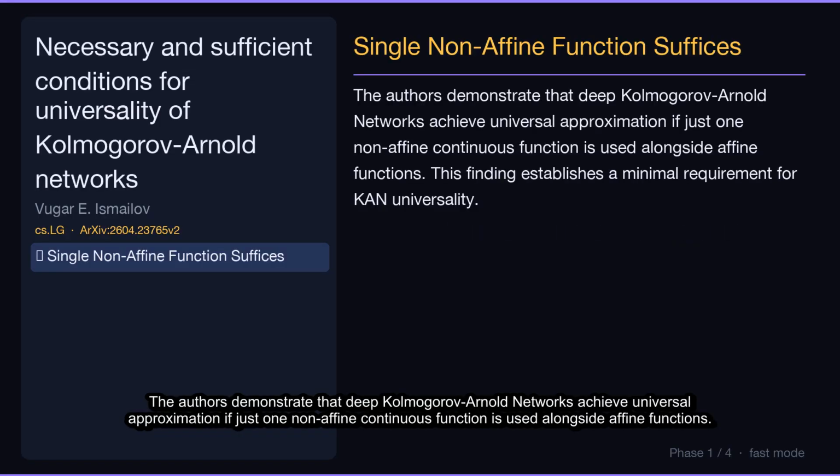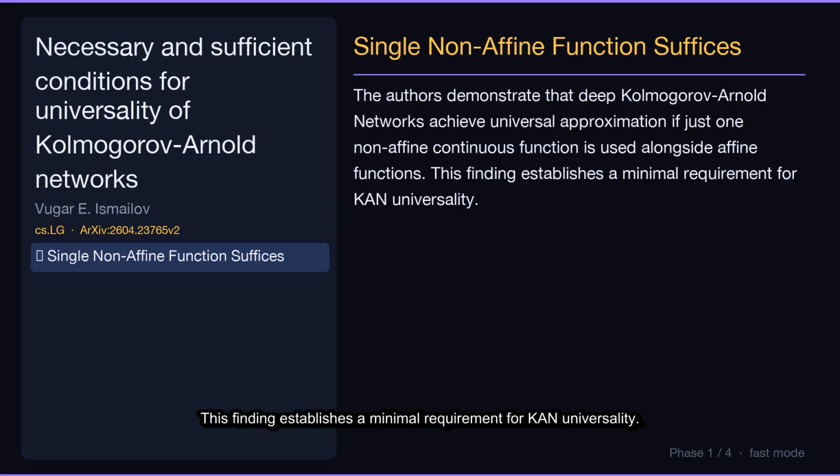The authors demonstrate that deep Kolmogorov-Arnold networks achieve universal approximation if just one non-affine continuous function is used alongside affine functions. This finding establishes a minimal requirement for KAN universality.